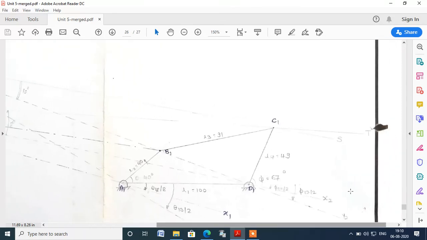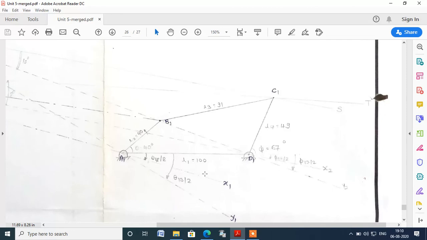I have given here s and t. So these two lines, r2 s and r1 t, meet here, and we mark that intersection point c1. So we got the point of intersection c1. Join b1 c1 and c1 d1.